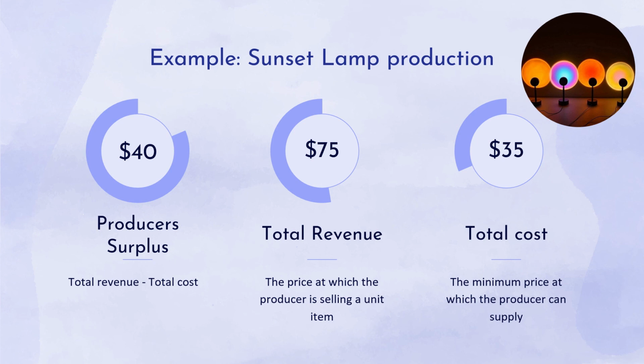So total revenue is the price at which the producer is selling a unit item, and the total cost is the minimum price at which the producer can supply. All right, and now the producer surplus is just 75 minus 35, which is 40. So that is producer surplus: total revenue minus the total cost. So this is it for our producer surplus.